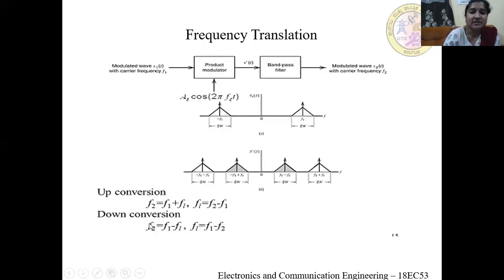See here, this is the spectrum. It has a bandwidth of 2W, with upward and downward conversion of frequencies. For upward conversion, f2 becomes f1 plus fl, and fl is equal to f2 minus f1. For downward conversion, f2 is equal to f1 minus fl, and fl is equal to f1 minus f2.